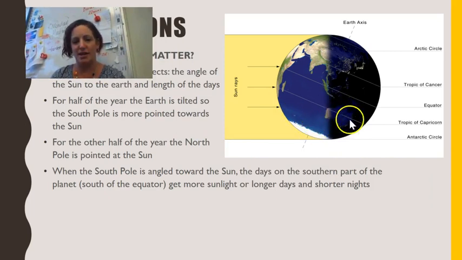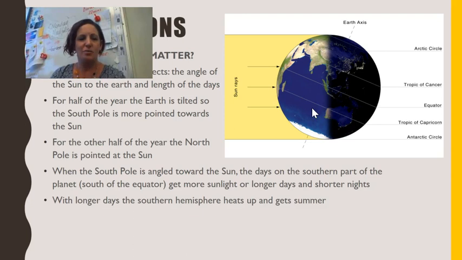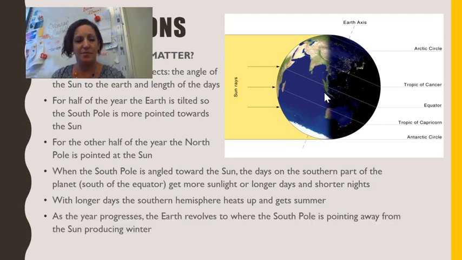So here's Australia on the southern hemisphere, and every day the Earth is spinning, and this part of the Earth is always getting the most direct sunlight, longer days. With longer days, the southern hemisphere heats up more and gets summer because it sees more sunlight. As the year progresses, the Earth revolves to where the South Pole is pointing away from the sun, and that's when winter is produced.